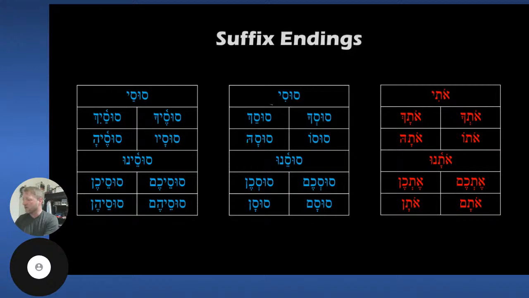When we go into the plural, we say susai, my horses, susecha, your horses, susaich, your horses, if we're speaking to a woman about her horses. Susav, his horses. Suseha, her horses. Susenu, notice susenu and susenu sound the same. Context dependent. Okay. Susechem, your horses. Susehen, your horses. Susehem and susehen for their horses.